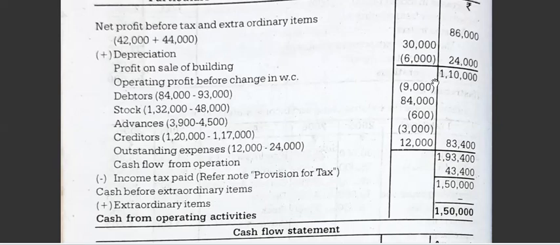When it is a bracket, it means it is minus value. Okay, it is minus value. Now debtors, you compare the value, there is a increase. Increase means increase in working capital, so in the bracket. Stock, there is a decrease, so decrease in working capital, write as it is. Advances, assets, so decrease in the asset. Decrease in the asset means decrease in working capital, so write in a bracket.